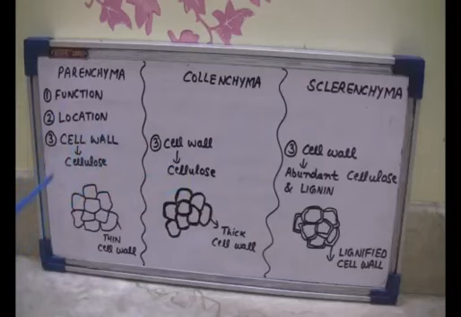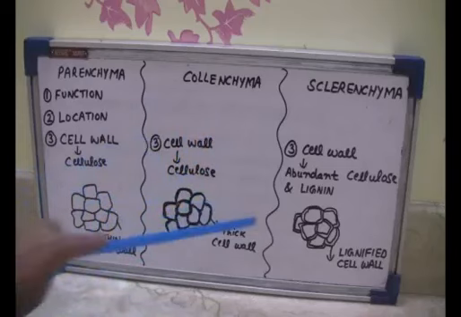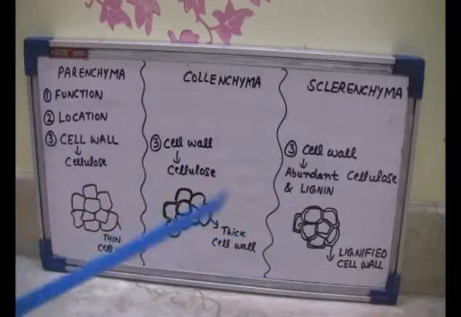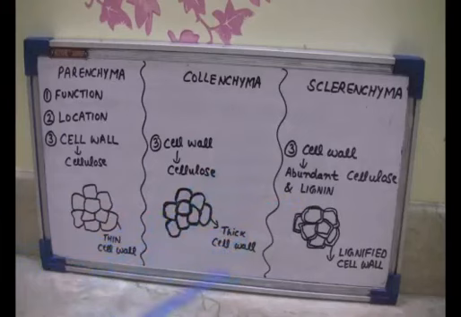Like the cell wall of parenchyma is made up of cellulose and the collenchyma is also made up of cellulose, but the cell wall of collenchyma is comparatively thicker than that of parenchyma. The parenchyma has a very thin cell wall, and in the sclerenchyma the cell wall has abundant cellulose and lignin, the pigment called lignin. That's why the cell wall of sclerenchyma is very, very hard.